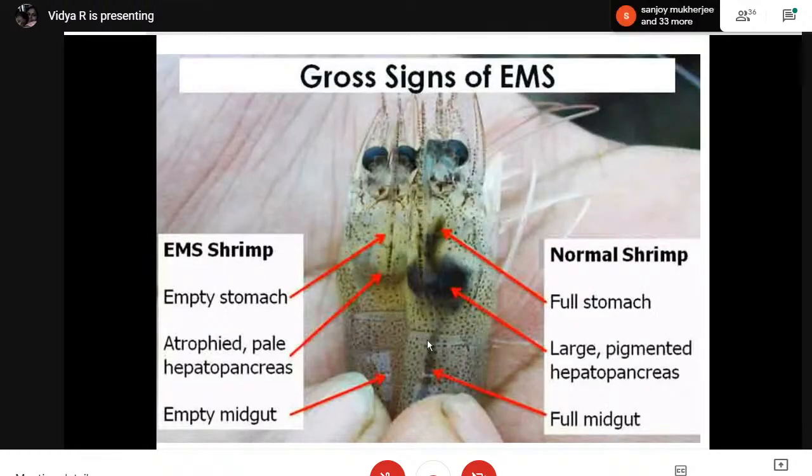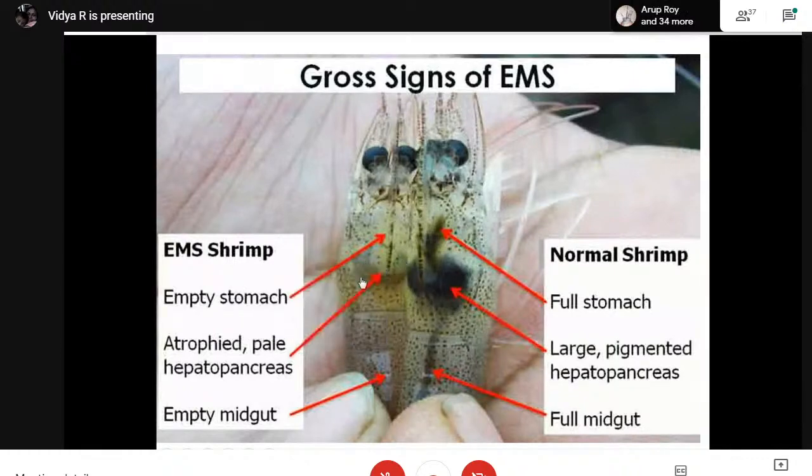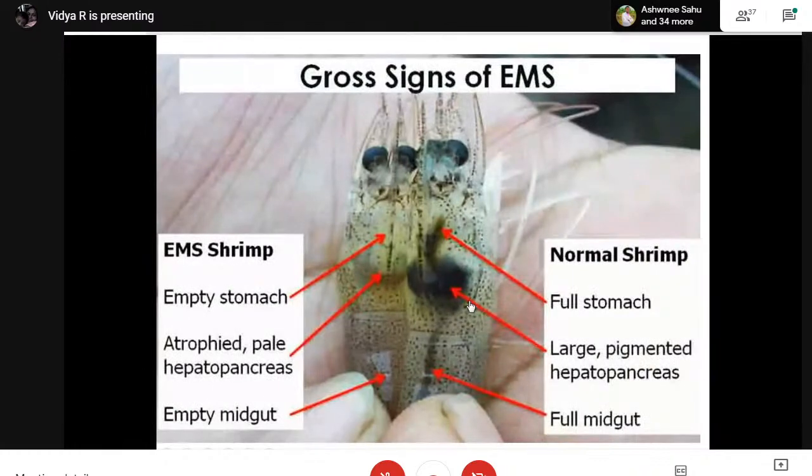The left hand side of the slide indicates the normal shrimp with a full stomach and the greenish pigmentation of the hepatopancreas, whereas in the EMS affected shrimp, you can see a white central portion where you usually see the intestine, but you cannot see it, it appears white. The hepatopancreas is atrophied, and there is no coloration. When we compare the color, this is regarding EMS.